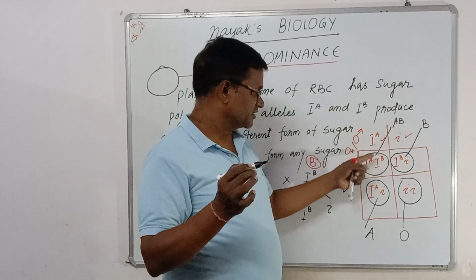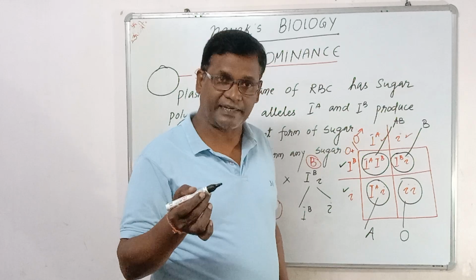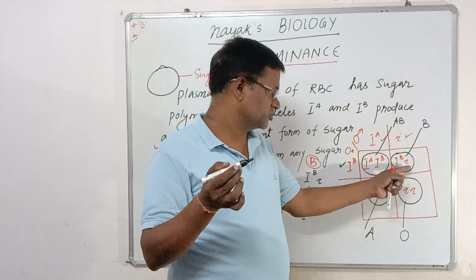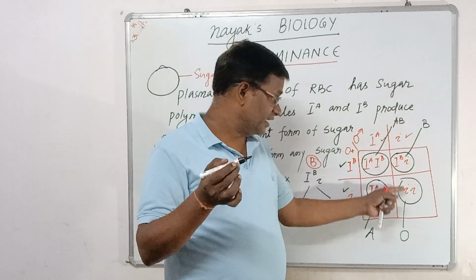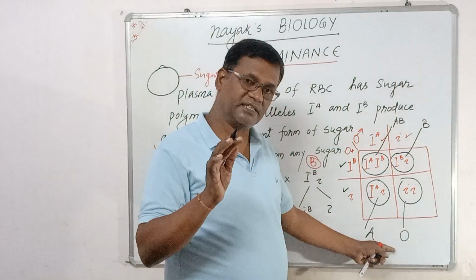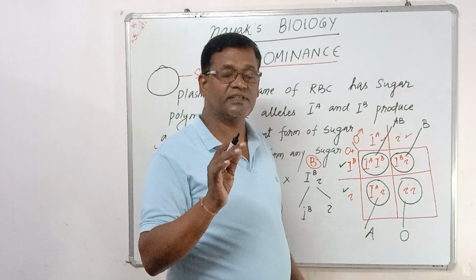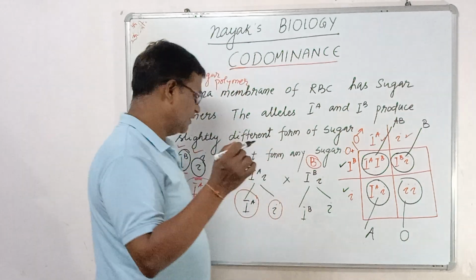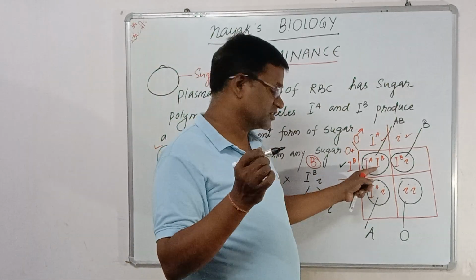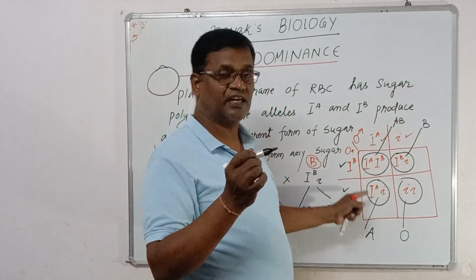Because in this case IA and IB are both there, and both are able to express their character. Here IBi is there, but only IB expresses its character. There is no expression of the small i. But when they are in the homozygous condition, they are able to produce the character, that is blood group O. Because in this case both are dominant, that's why it is called codominance. In the F1 generation, when they are able to express both the characters which are present in their parents, then it is called codominance.